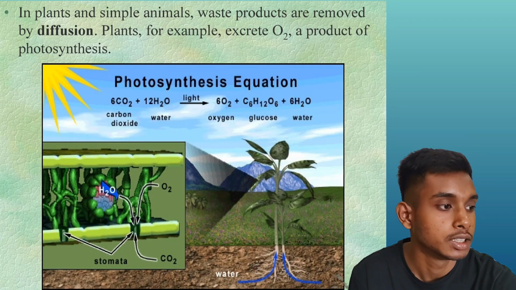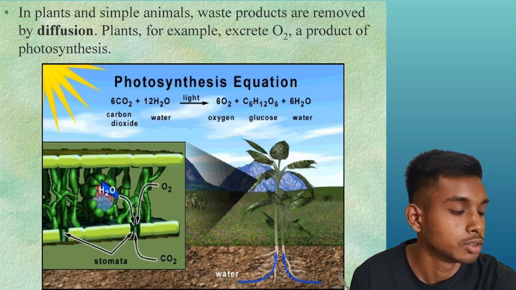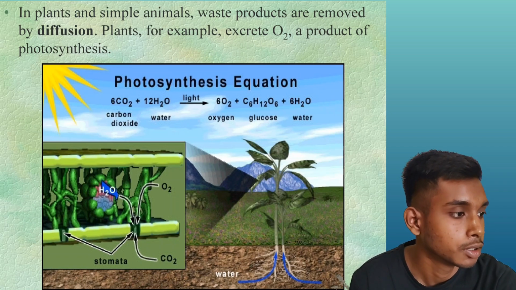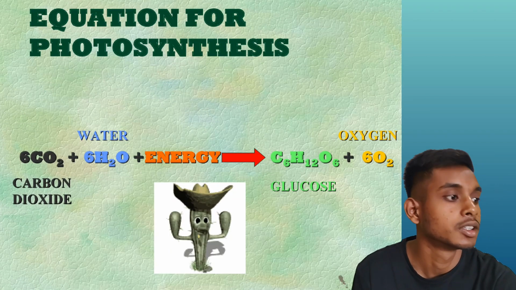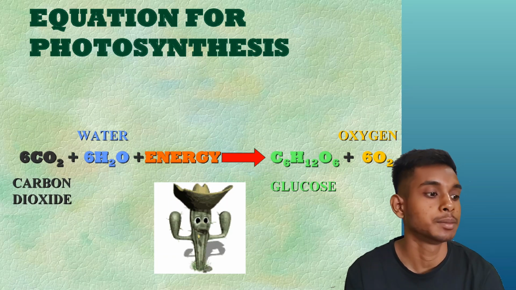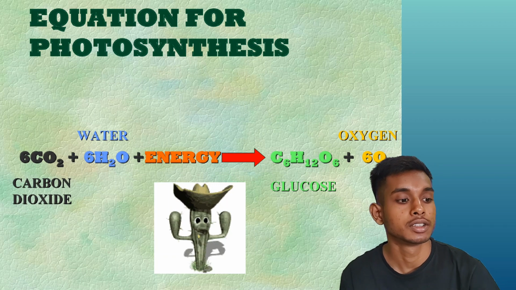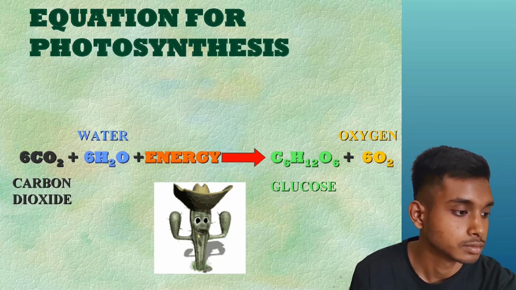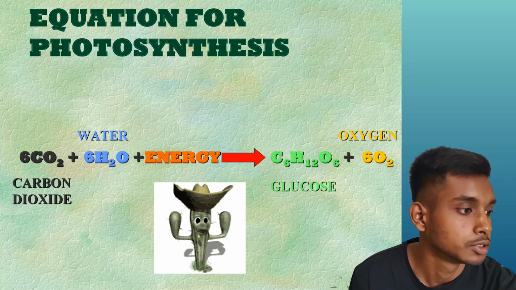In plants and simple animals, waste products are removed by diffusion. Plants, for example, excrete oxygen as a product of photosynthesis. The chemical reaction is given as carbon dioxide plus water gives oxygen, glucose and water. The equation for photosynthesis is carbon dioxide plus water plus energy gives glucose and oxygen. Let's move on to the next slide.